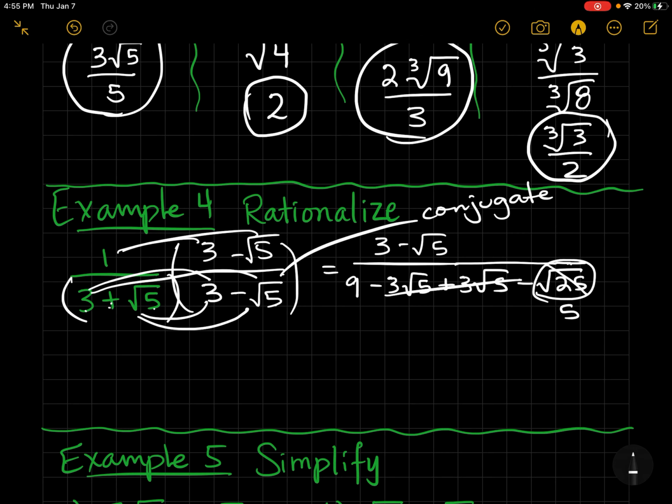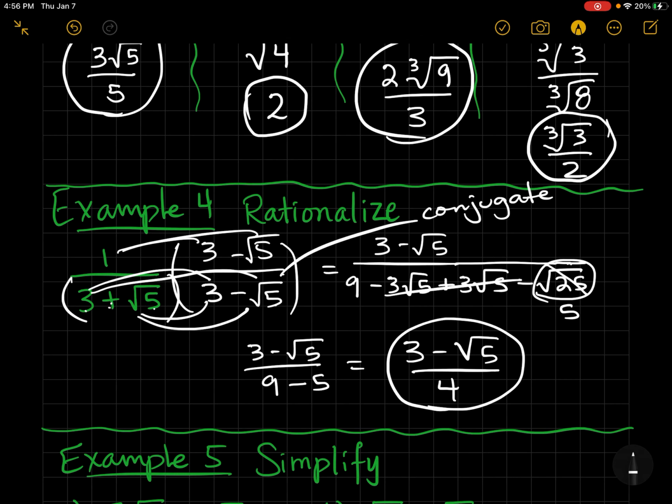Okay, these cancel. So now all I have is 3 minus radical 5 on top and 9 minus 5 on the bottom. So that's 3 minus square root of 5 over 4. Final answer.